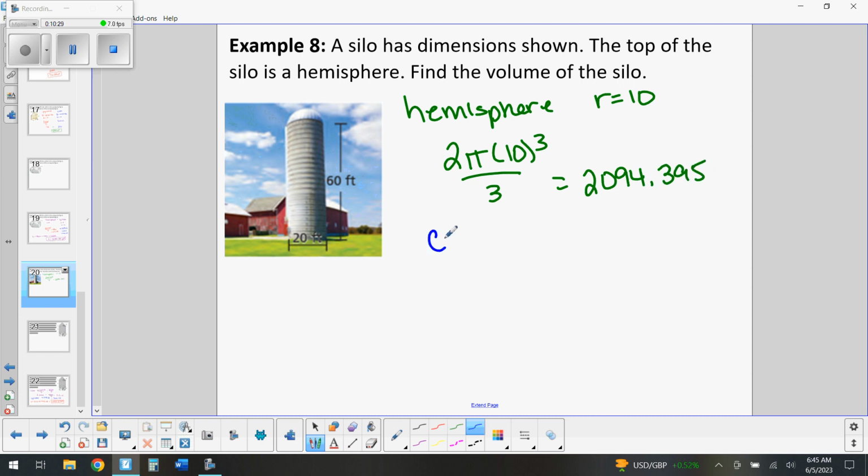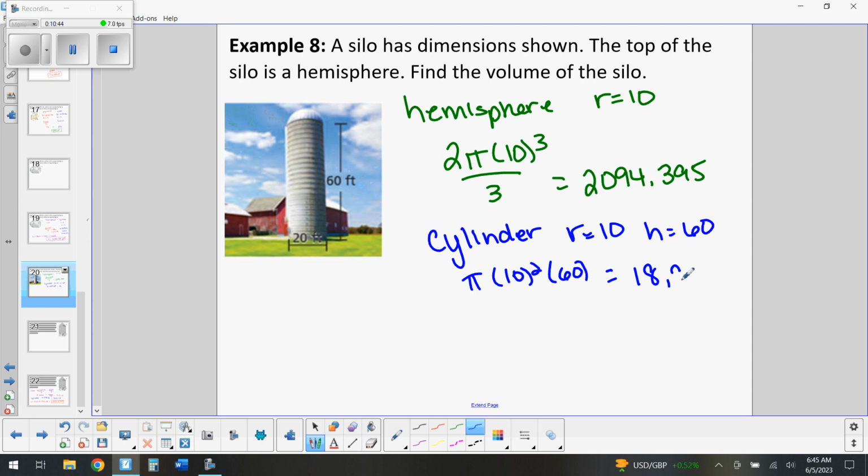Then I have my cylinder, which also has a radius of 10, but has a height of 60. So we're going to do pi 10 squared times 60, and we actually get 18,849.556. So if I add these two values together, the silo has a volume of 20,943.94 cubic feet.